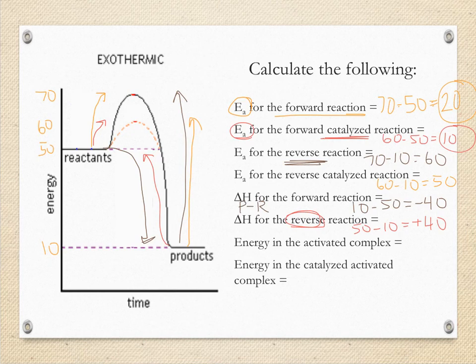And then finally we have energy in the activated complex. Remember, activated complex is just the highest point of energy, and so it's just plain 70 with no calculation. And for the catalyzed activated complex, then we're at the top of the catalyzed graph, so that'll be 60. So that's how you use the graph for calculations.